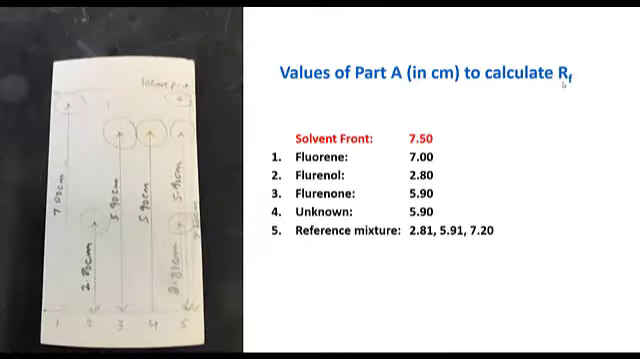Values of part A to calculate retention factor. First is fluorene, second is fluorenol, third fluorenone, fourth is the unknown, and fifth is the reference mixture. The solvent front moved 7.50 centimeter from the line of origin, and so did the other spots from the line of origin. The values are listed here. The reference mixture has three different values corresponding to three different spots. Based on the RF values, you would figure out the unknown.